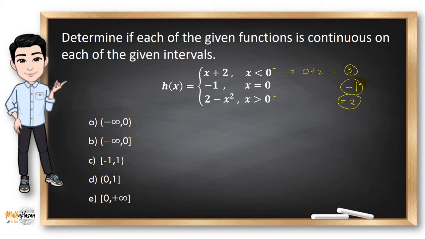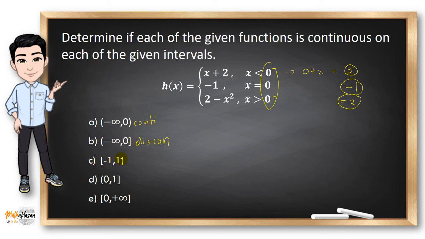So, kung mapapansin nyo, iba-iba yung values natin dito. So, definitely, discontinuous na siya sa 0. So, meron na tayong evidence na discontinuous sa 0. So, ibig sabihin, dito, possible lahat ng values maliban sa 0 kasi nga discontinuous siya doon, 'di ba? So dito negative infinity to 0 hindi naman kasama yung 0, so continuous siya dito. Dito naman sinama yung 0, so discontinuous.